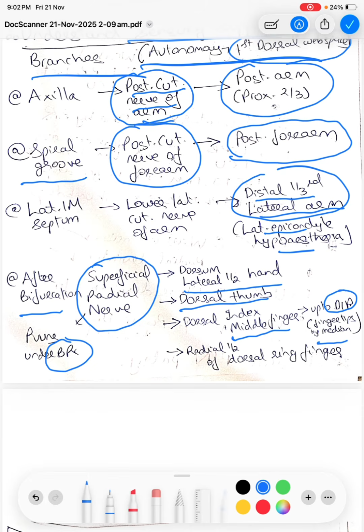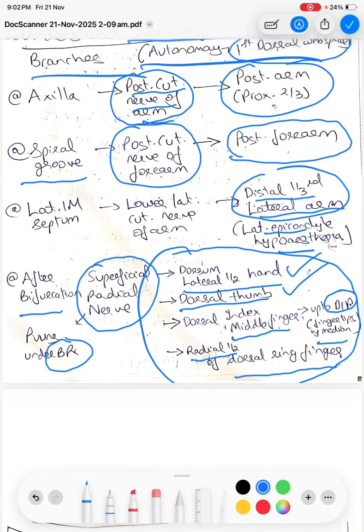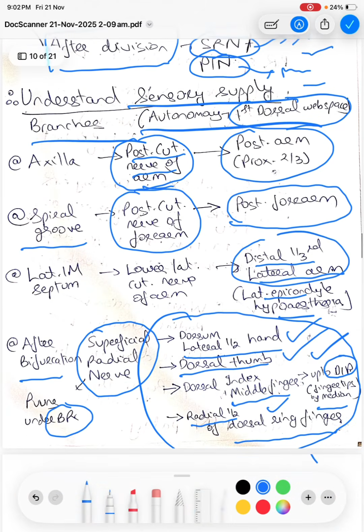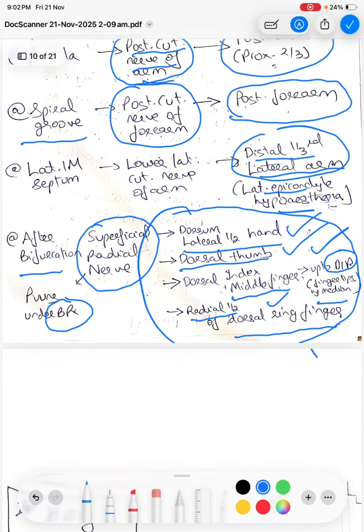Okay, and it supplies the radial half of the dorsal ring finger. So this is the supply by the superficial radial nerve. I repeat: dorsum of the lateral half of the hand, dorsum of the thumb, index and middle finger, dorsum up to the DIP, and the radial half of the dorsal ring finger. So this is the sensory supply. It will make us understand and will give us the clue to understand the site of injury.